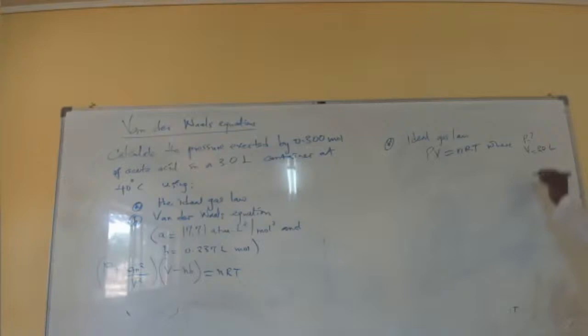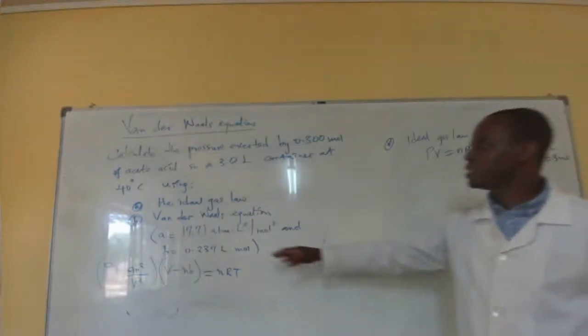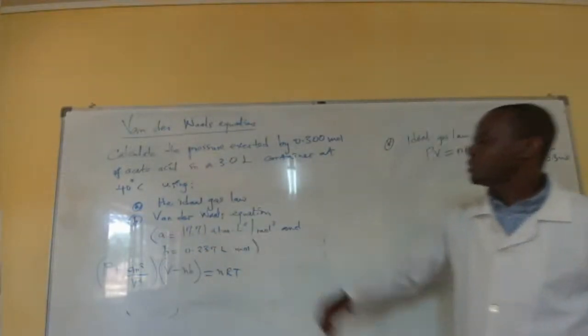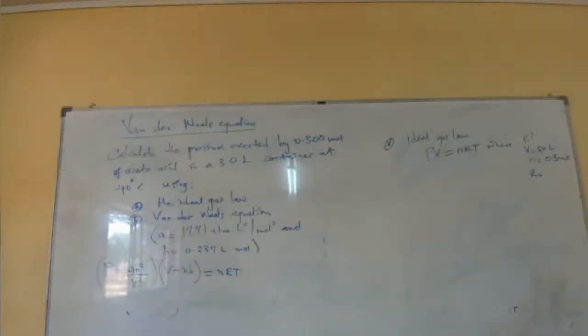What else are we given? Number of moles is 0.3 moles. What else are we given? The R constant. We are going to be directed which R constant to use, out of the many, by the pressure that we want to get. So in this case, using what is given on the Van der Waals equation, we can use atmospheres.